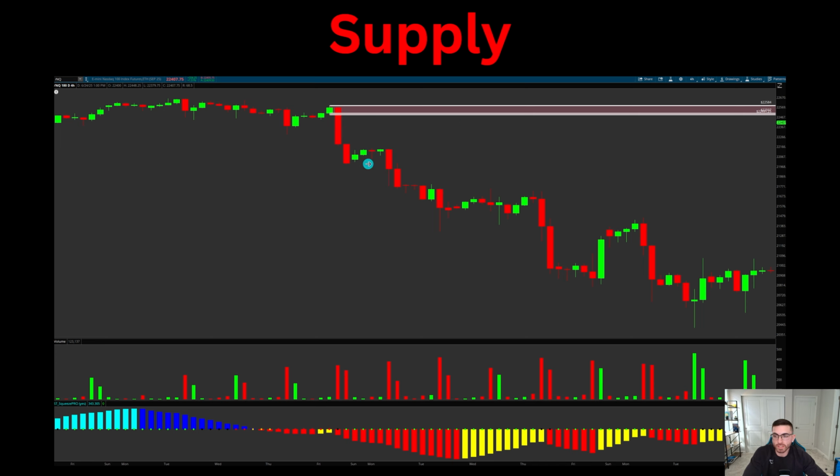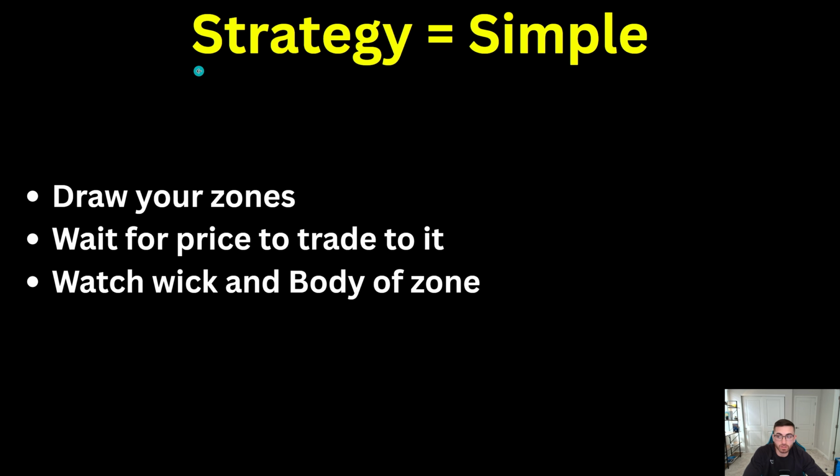So again, when we are trading demand, we are looking for price to bounce. When we are trading supply, we are looking for price to reject. And again, this strategy is very simple.